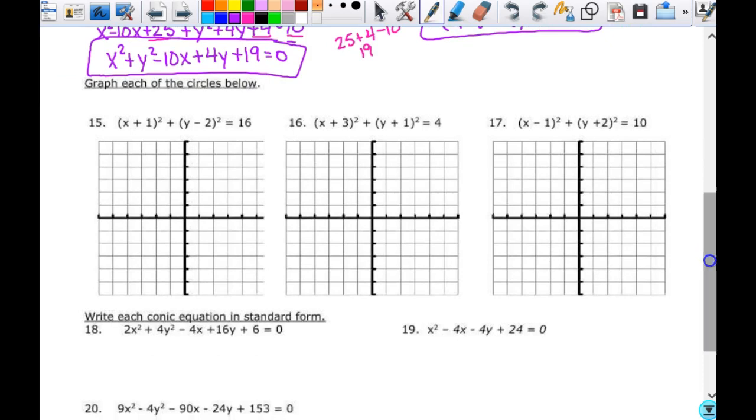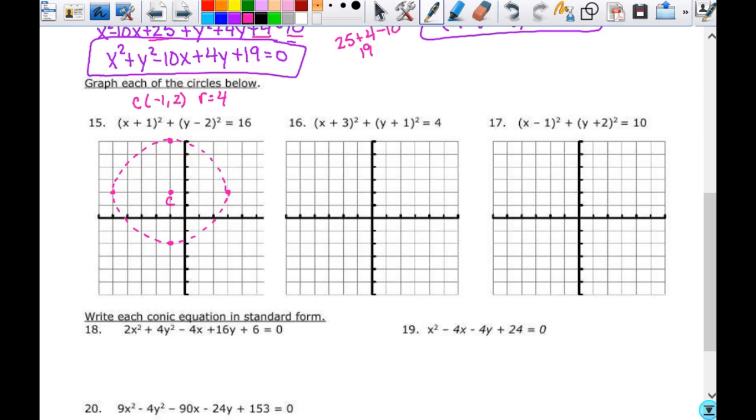Graphing the circles. In order to graph the circles, I have to have the center and the radius. So here, the center of this one is negative 1, 2. Radius is 4. So negative 1, 2, that's my center. Radius is 4. So keep going back to the center and counting 4 in all the directions, and then do my best to make it look like a circle.